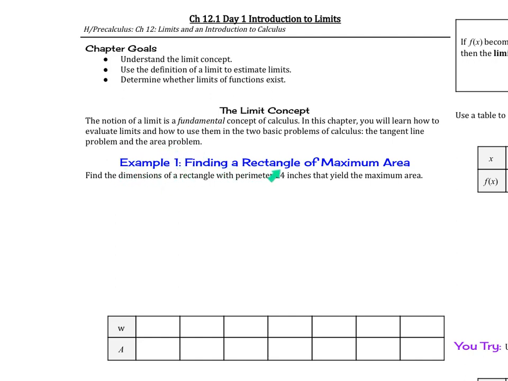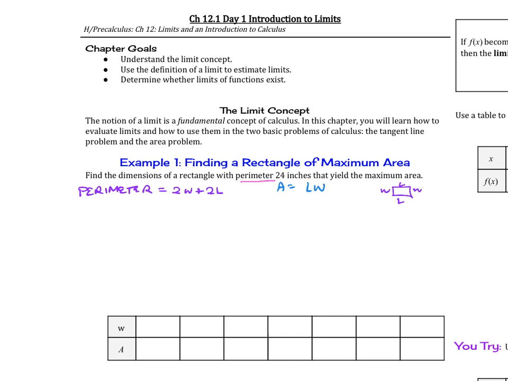Example 1, we're going to find a rectangle of maximum area. Find the dimensions of a rectangle with perimeter 24 inches that yield the maximum area. So first we know that the perimeter of a rectangle equals 2 times the width plus 2 times the length, right? Because you add all the sides of the rectangle, you have 2 widths and 2 lengths. Then we know the area of a rectangle is just length times width. So we know those things.